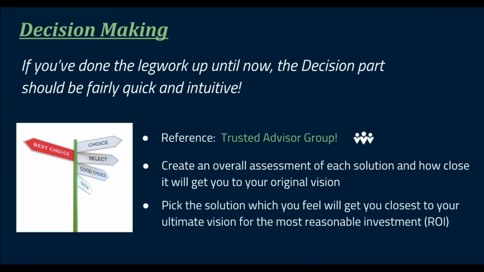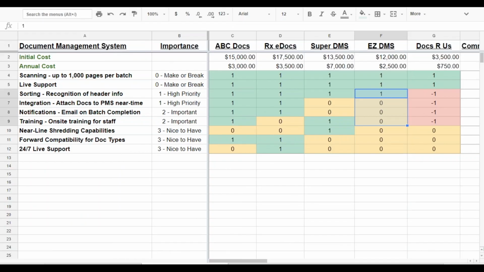You want to combine how close it's going to get to your original vision with the most reasonable investment itself. That's your ROI. So again, you can't ignore the cost, and that's why I've got the cost in here, and you can put in other costs as well. This is a very simple comparison matrix, and you probably will have a whole separate evaluation sheet for looking at ROI. But basically figure out what the cost is and how close it's going to get to your criteria.